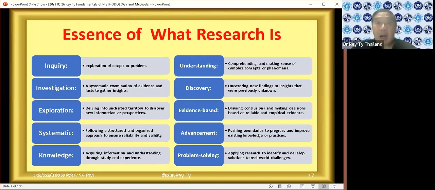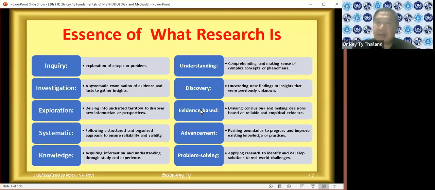For instance, Mars, we want to know what Mars looks like. Systematic, we have certain systematic ways by which we study a given phenomenon. And then we want to acquire new knowledge, to understand and make sense of what's going on in the world, material world, physical world, biological world, chemical world, engineering world, and to discover new insights. But we must be evidence-based.